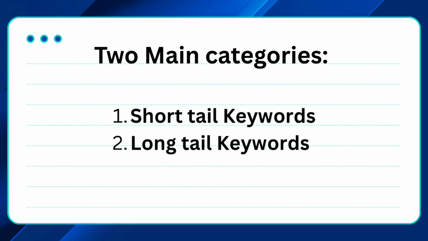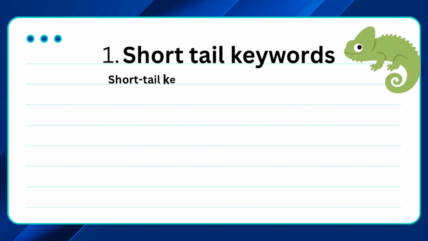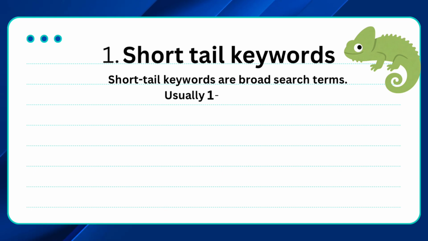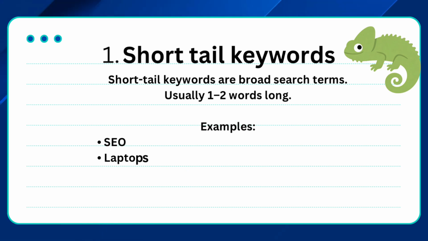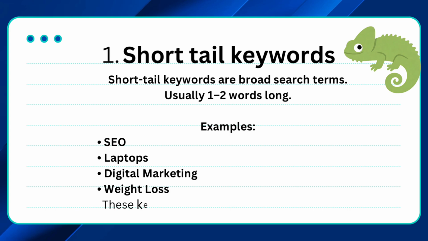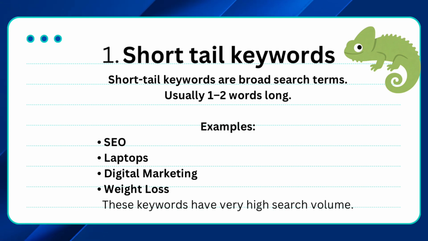Let's start with the two main categories. The first type is short-tail keywords. Short-tail keywords are very broad search terms. Usually, they are 1 or 2 words long. For example, SEO, laptops, digital marketing, weight loss. These keywords usually have very high search volume because many people search for them.